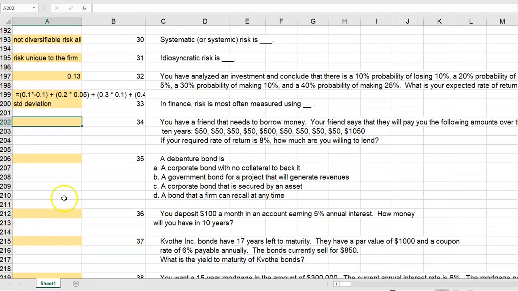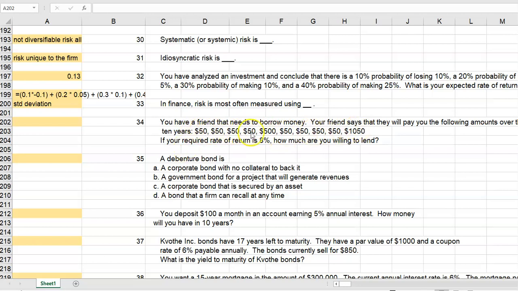Your friend needs to borrow money and says they'll pay the following amounts over the next 10 years. If your required rate of return is 8%, how much are you willing to lend? So that's money today. Now, how do you do this? Well, you can do it the hard way: take the present value of that, plus the present value of that, plus the present value, and so on. And you could do that.